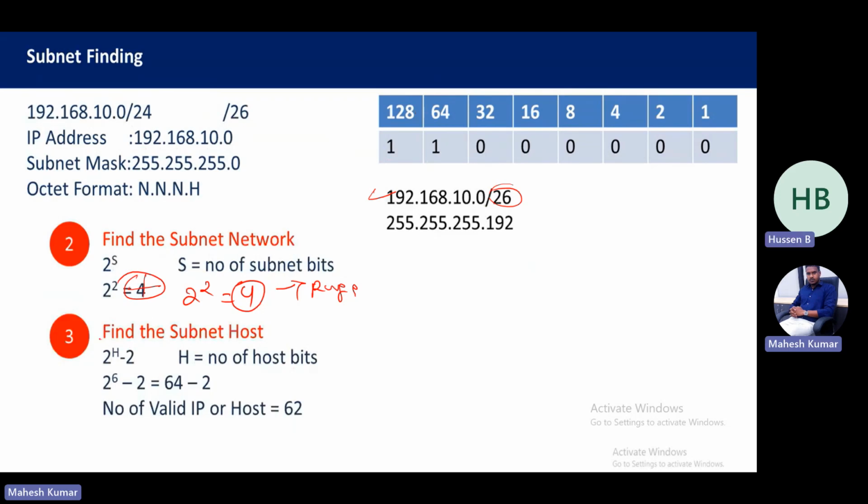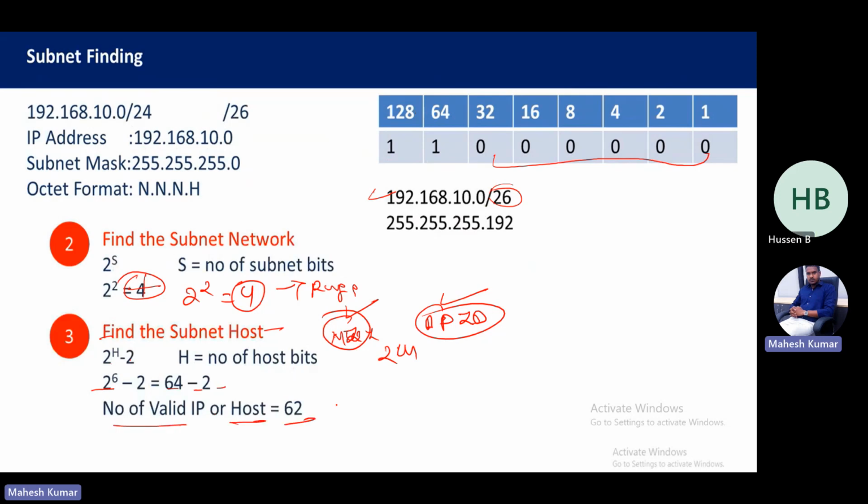Now find the subnet hosts. How many bits do we have remaining? 6 bits, right? So the formula is 2 to the power h minus 2. Why minus 2? For the network ID and the broadcast ID. The first IP and the last IP we never use. The remaining are usable. So 2 to the power 6 minus 2 is 64 minus 2, so the total number of valid hosts is 62. We can connect 62 machines with this calculation. This is the third step.